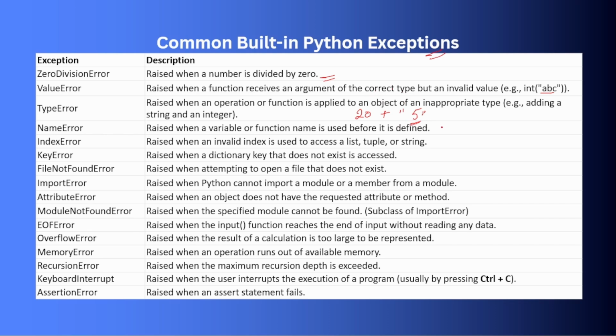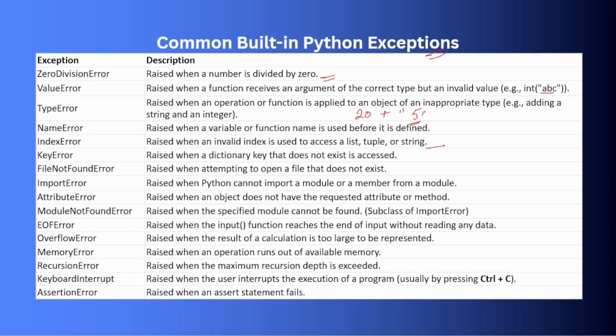NameError: raised when a variable or function name is used before it is defined. So we know that we always have to define a variable or a function before calling it, before using it. In case we haven't defined it, then it would generate NameError.